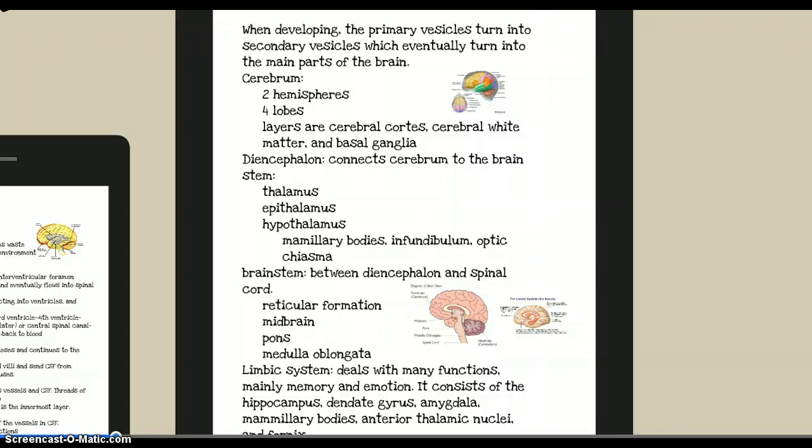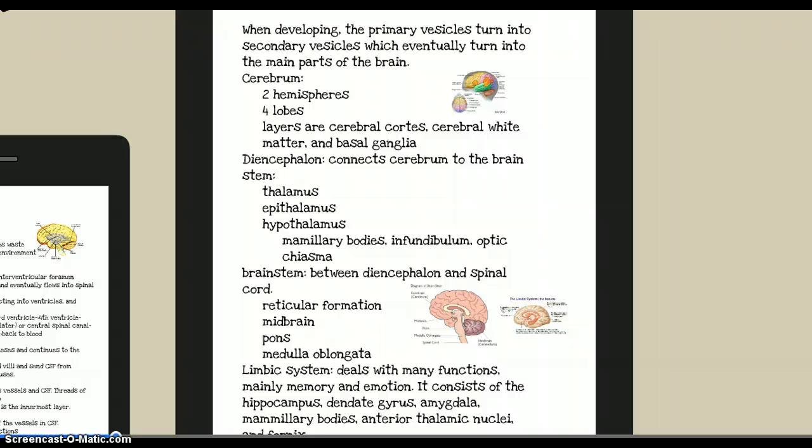So now let's talk about the diencephalon. The diencephalon connects the cerebrum to the brainstem. It has the thalamus, which is like a relay station for nervous impulses from the spinal cord to the cerebrum, and some impulses are just sorted out here before being transmitted again. Sensations such as pain, pressure, and sensitivity to temperature are also evaluated here.